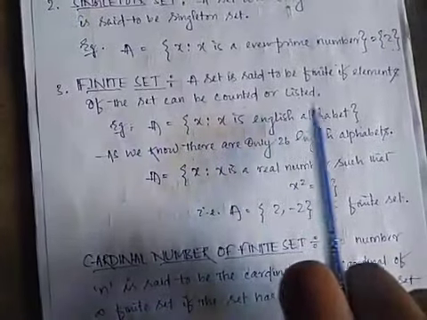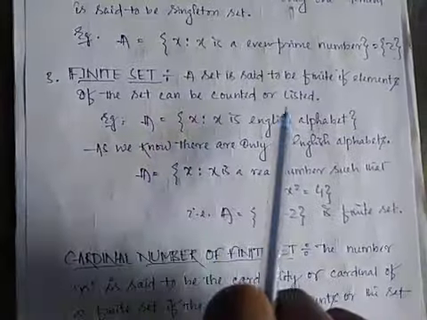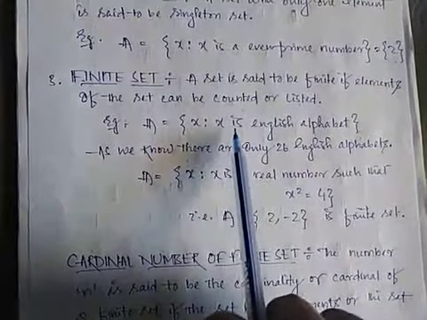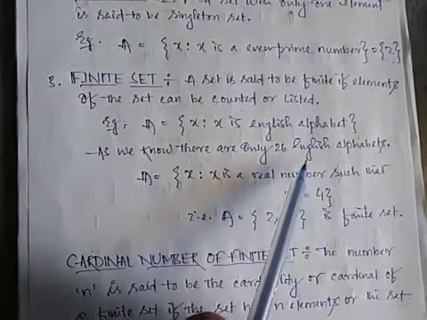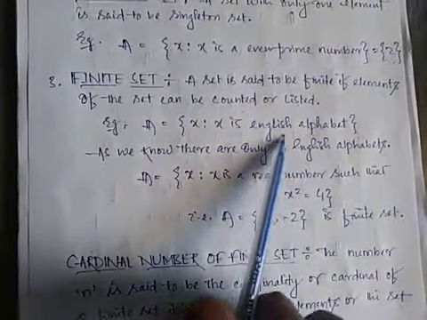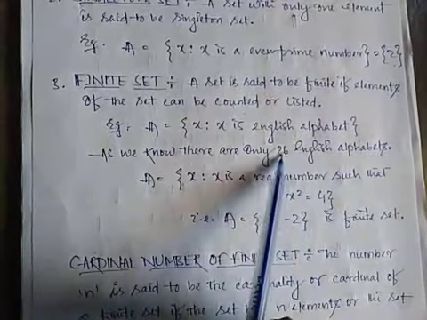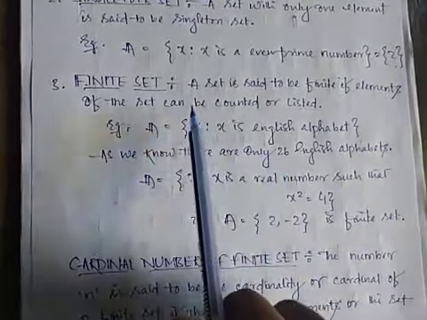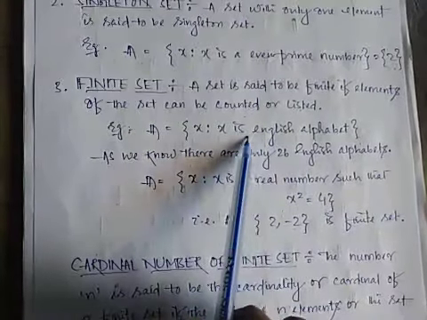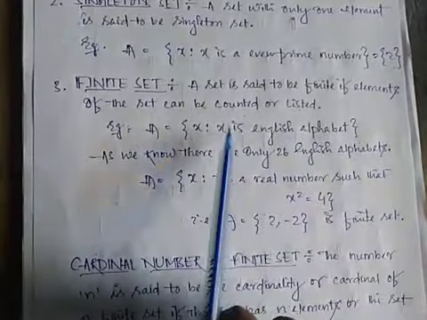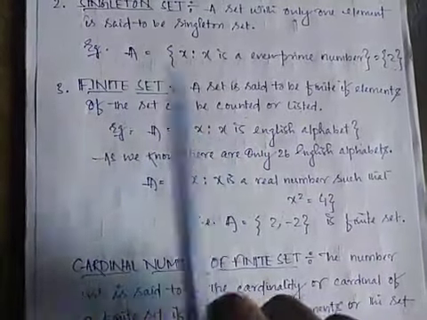X such that X is an English alphabet. So if you count the elements of that set, what will you get? From A to Z, the number of alphabets in the English alphabet is 26. So there are 26 English alphabets. In a finite set you will have this type of number, how many elements belong to the set. As here 26 elements belong to the set, this is known as a finite set.